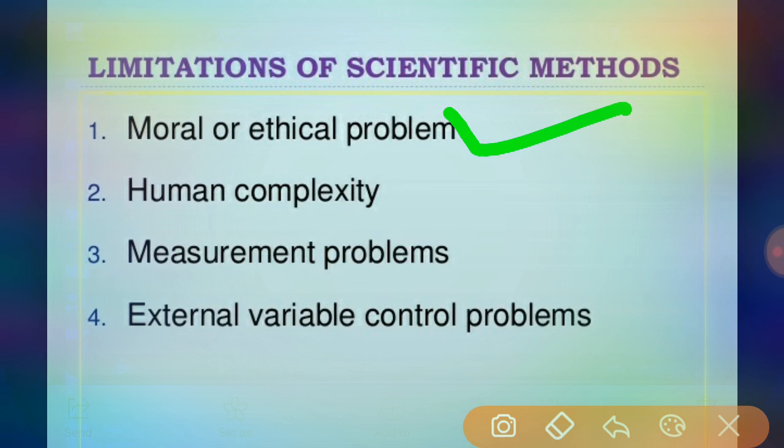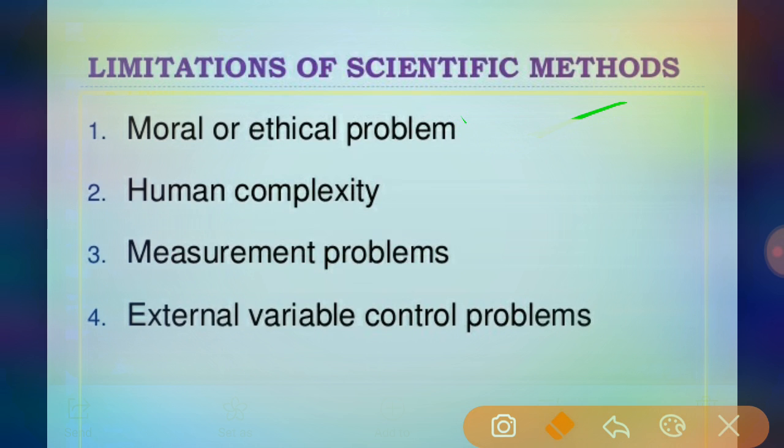So by that, if they are having interest or not, if they are not at all showing interest, we can't find that. So we can't always collect the true data. This is the first one, the moral ethical problem.